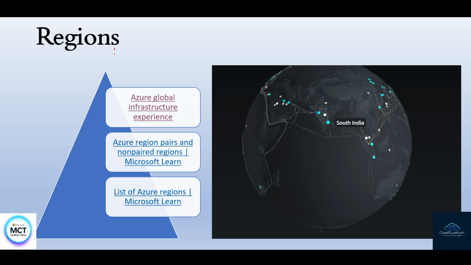So the next topic that we have is about regions. So, what is a region? A region is nothing but a specific geographical location where Microsoft has its data center, right? Microsoft has Azure data centers all across the globe, and we have regions specific to the geography. For example, East US is a region in the United States. Central India is an Azure region in India, right?